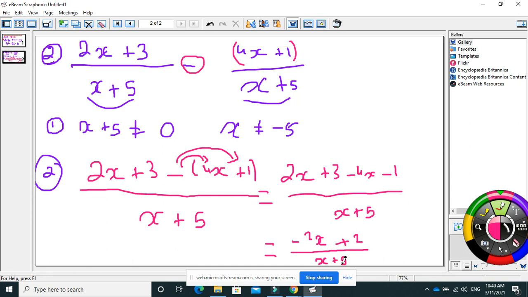I try to factorize if it's possible. For example, in the numerator, I can factorize by 2. But perhaps it will not help me. If I factorize by 2, I will have 2 times (minus x plus 1). I will not be able to simplify. You can keep it like this, with factorizing or without. But I prefer that you factorize to see if you can simplify. I cannot simplify, though. This is my final answer. Let's make it a little bit harder.